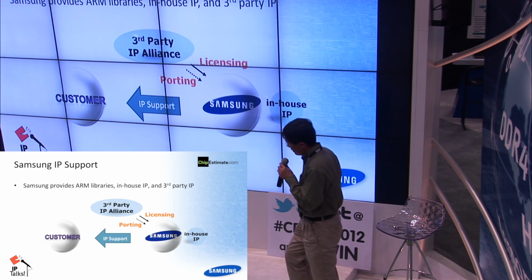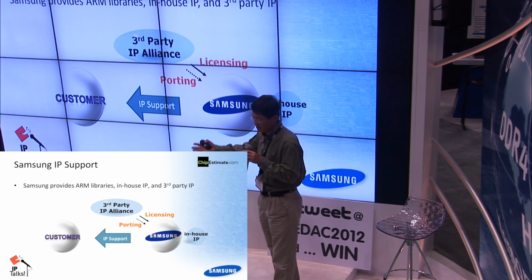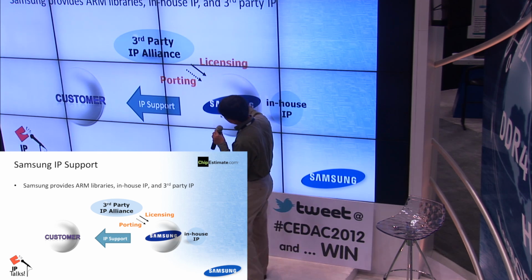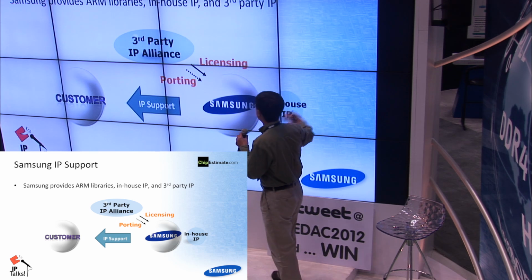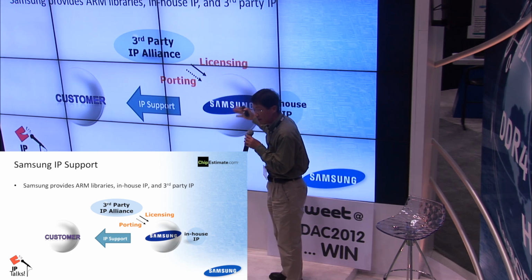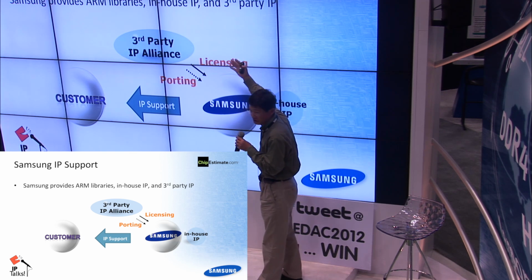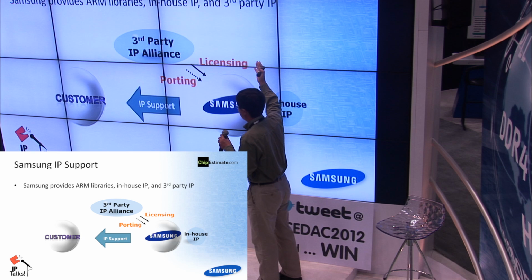Okay, I'd like to emphasize this slide. The main reason is Samsung's perspective on IP, right? All the IPs, basically from all the IP providers. Some of the IPs we develop by ourselves. Some of the IPs we license from other third-party vendors like Synopsys and others, right?